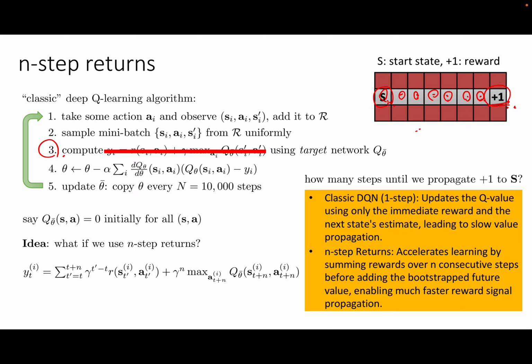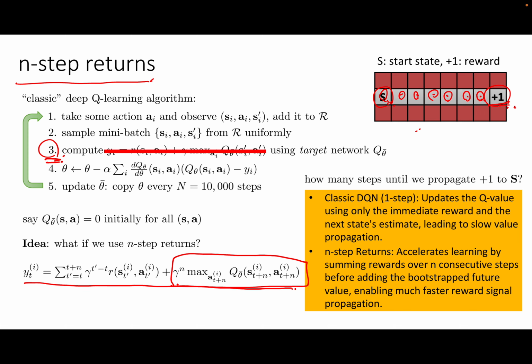So people invented a way to address this slow training problem by introducing n-step returns. The only difference is in the third step, when computing the target y. So here's the new way to get target y. This part is the same: gamma, max, and Q theta bar, where we get the maximal Q function over actions. The difference is that here we introduce an additional t prime. On the right side, there is no t prime, but here we have t prime.